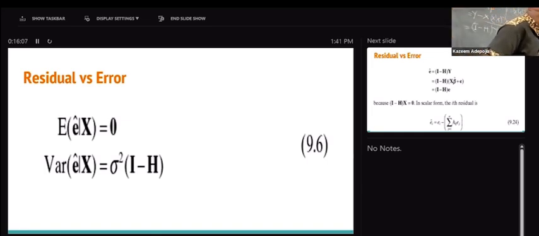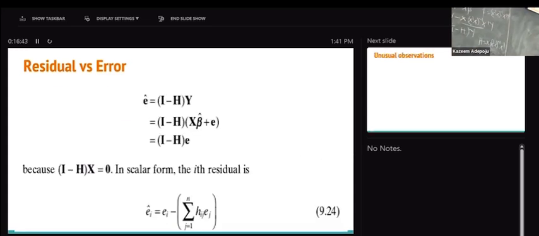The variance of e cap given X is going to be in terms of the H matrix. But this is different from a constant variance. The constant variance is just going to be sigma squared identity, or sigma squared. So the variance of the error without a cap is sigma squared. But the variance of error with a cap is sigma squared times I minus H, the H matrix. Now you will see a clear difference between residual and error. Take a look at that.